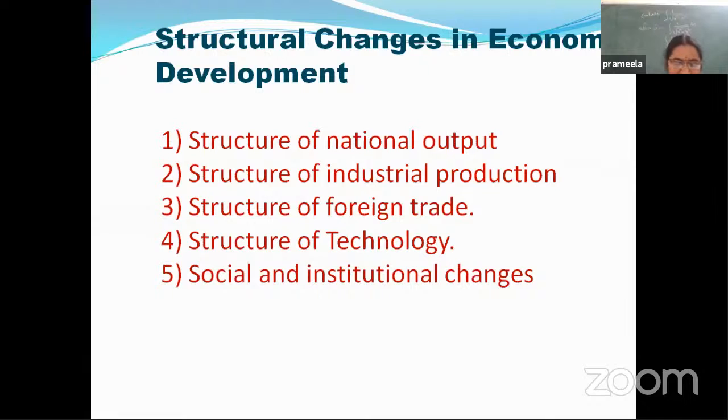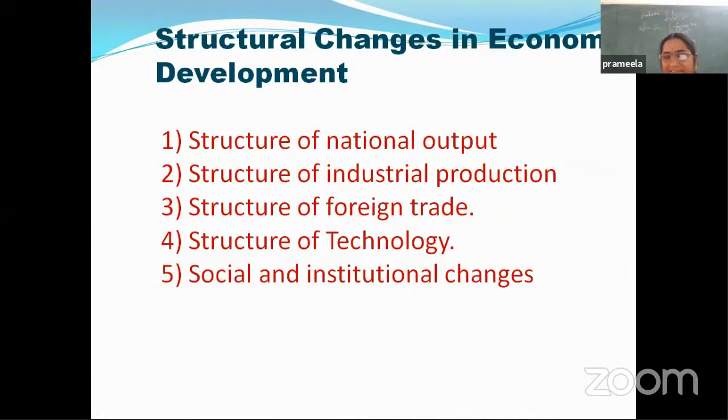Next, the structure of technology. That means modern and advanced techniques of production are used in all the sectors, then only is it possible to achieve economic development. So we have to adopt modern and advanced technology in all the sectors. The last one, next, the change in social and institutional sectors.